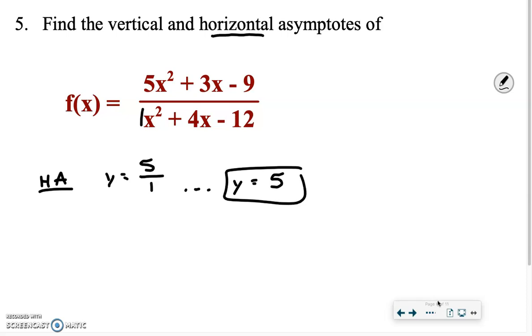I kind of jumped past that point because I'm just going to tell you right now, hopefully you believe me, that nothing is going to factor in the numerator that cancels in the denominator. Okay? Now, what if that would have been the case? Well, that would have thrown off the way that we have our horizontal asymptote anyway.